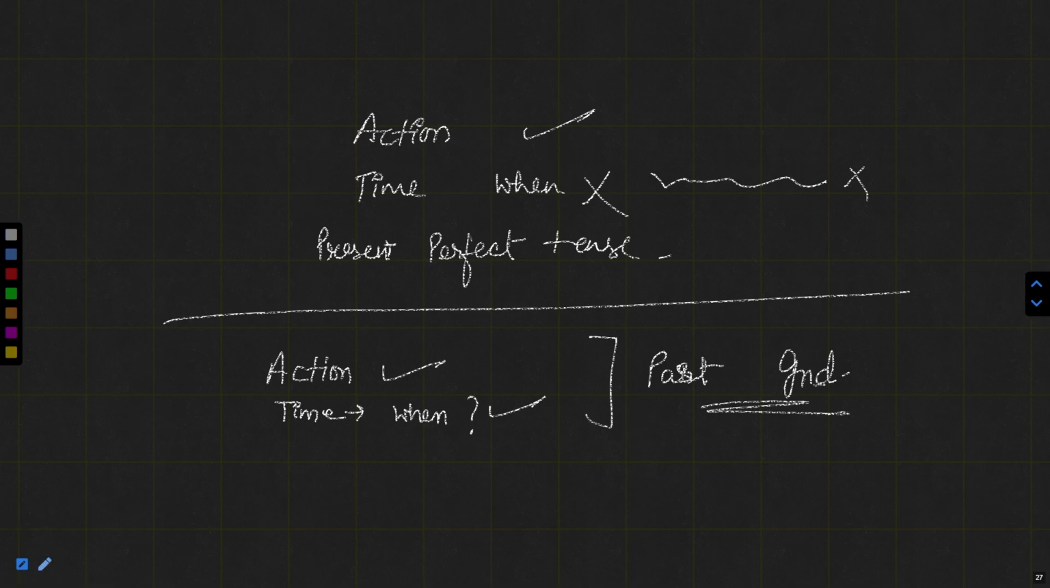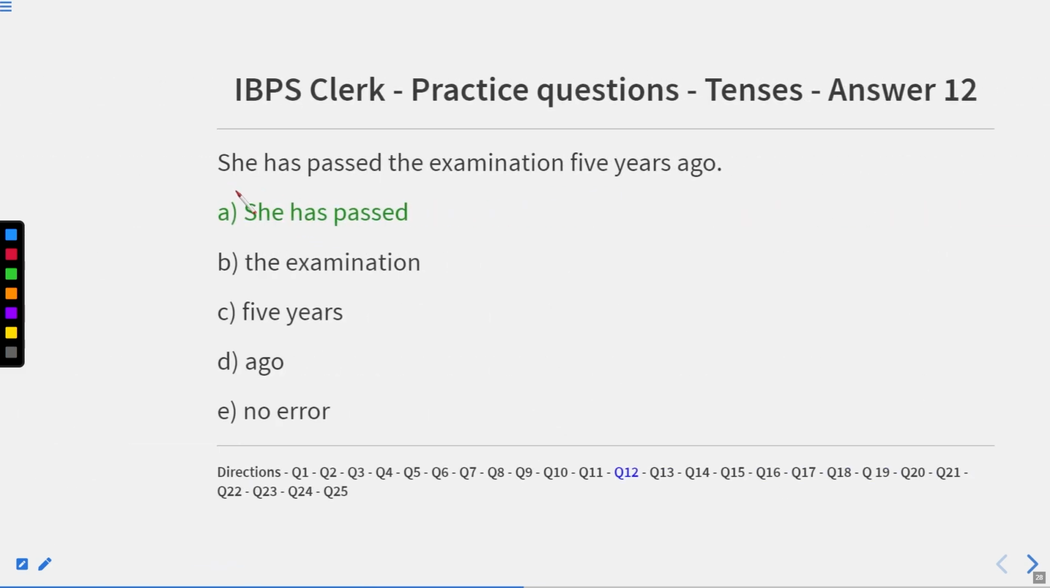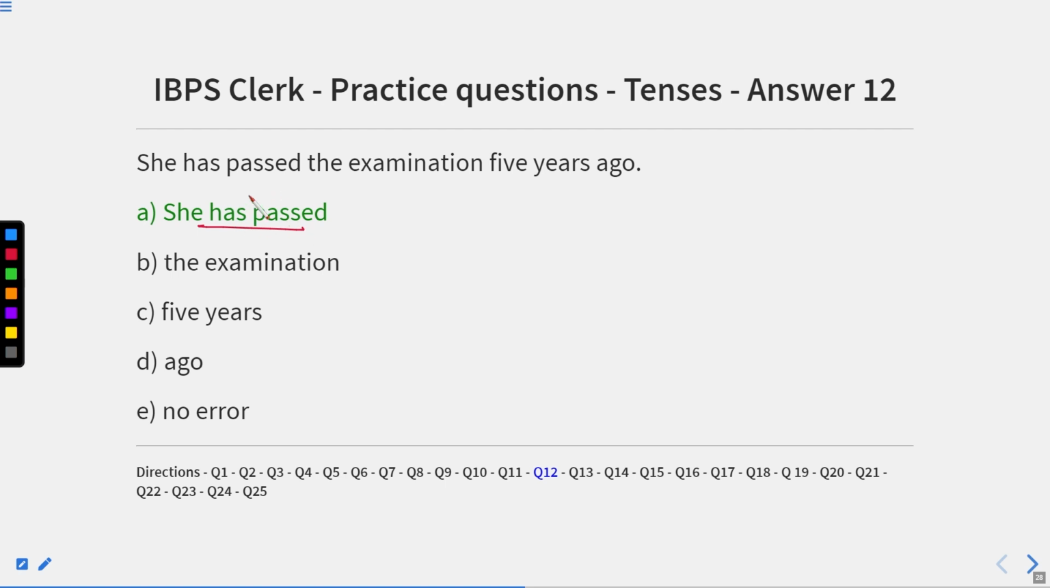So here we go to the sentence now. She has passed the examination. So the action has already taken place. When? 5 years ago. It means here we know the time of that action. So if we know the time of action, the sentence should be formed in past indefinite, not in present perfect. So this is actually the difference between present perfect tense and past indefinite tense. So this "has" is incorrect over here. It should be removed from here. So the correct sentence will be: she passed the examination 5 years ago.